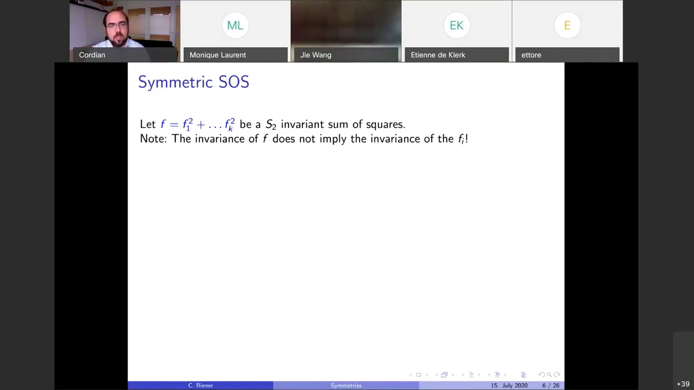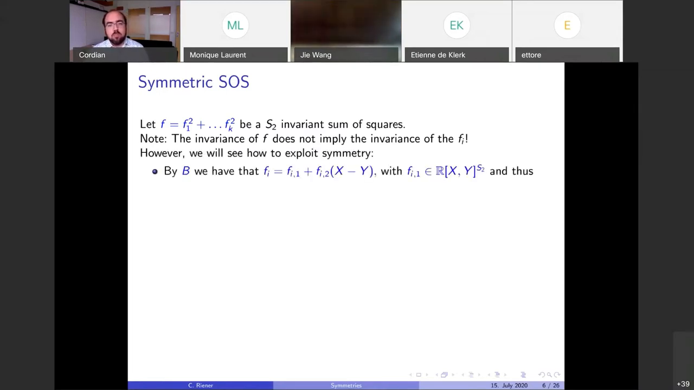Okay, so the first naive approach does of course not work, but let's try to use our property B that we established. By property B, we know that these fi's are of the form fi1 plus fi2 times x minus y, where these fi1 and fi2 actually are invariant polynomials. So if I square the polynomial fi, well, this is an easy exercise again. This is nothing more than the binomial formula. I get this form here: fi1 squared plus fi2 squared times x minus y squared, and I have these mixed terms in the middle.